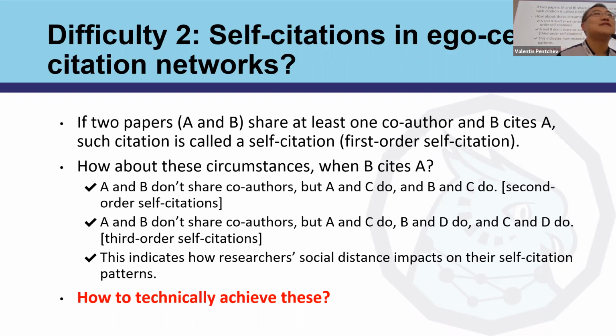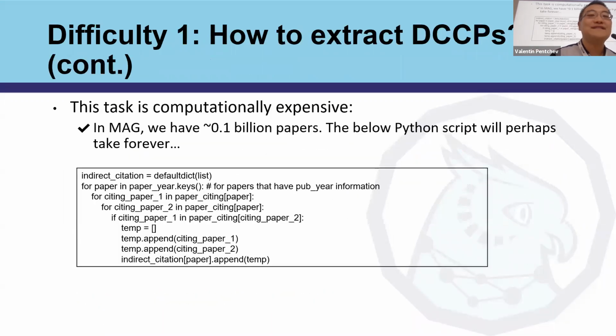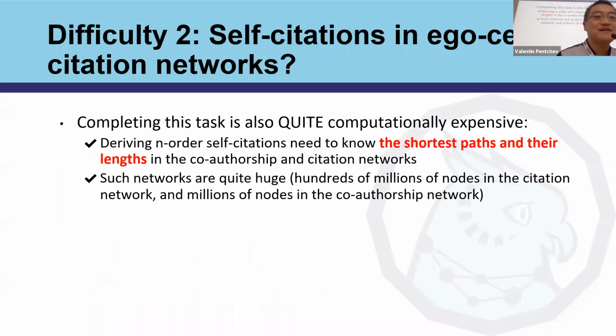Okay, so now we have two difficulties. One is the self-citation in ego-centered networks. One is how to extract direct citations between citing publications. In terms of the second difficulty, we need to know the shortest path and its length in the co-authorship and citation networks. That means in this case we have two networks, and we need to calculate the length of the shortest path. And such networks are quite huge. And now let's invite Sean to come here to detail how to solve these two difficulties.